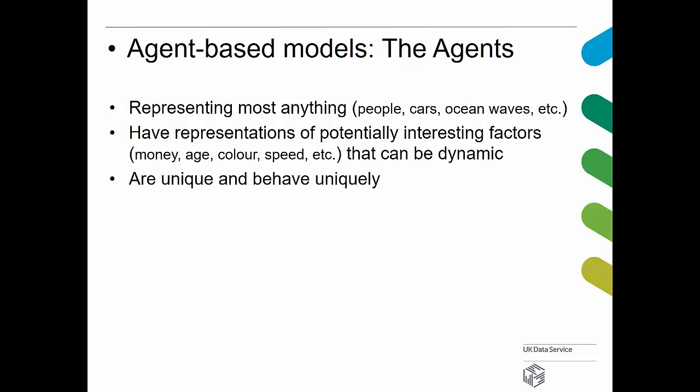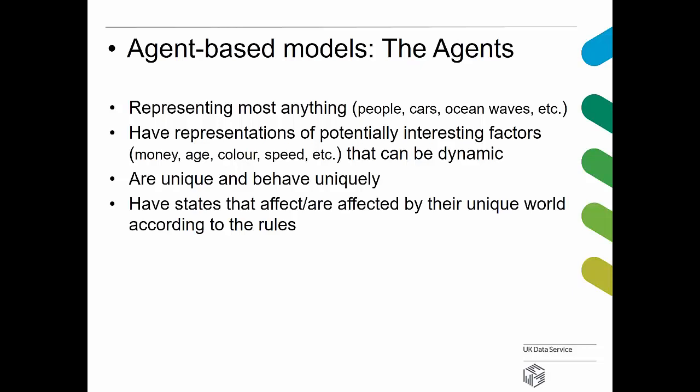The agents are all unique and behave uniquely. Even if you have two agents with all the same money and color and speed, and they're located in the same place, they will still have unique ID numbers, and the computer will recognize them as unique and potentially call them in a unique order. That may matter to your model and may not. Like the world, the agents have states, that is, the sum of all of their features, and they are affected by their world according to the rules.